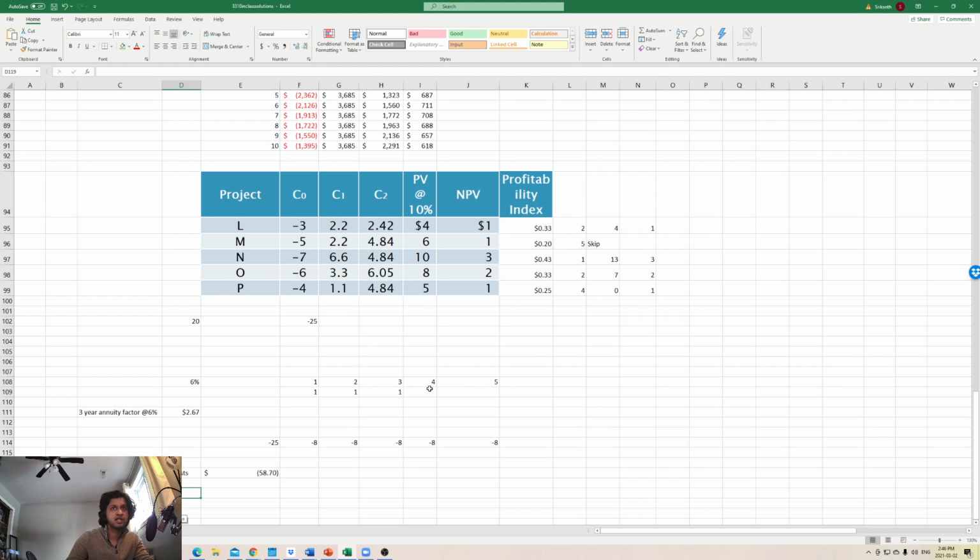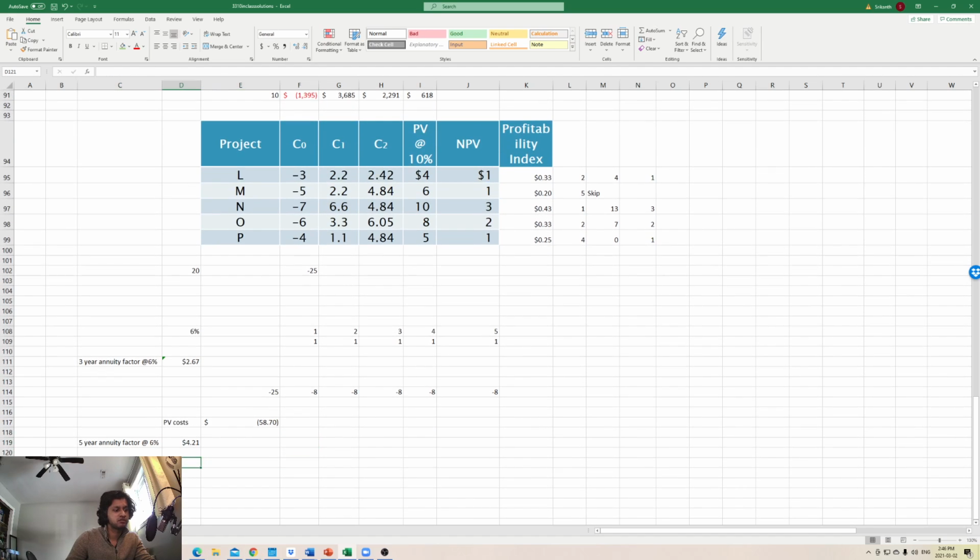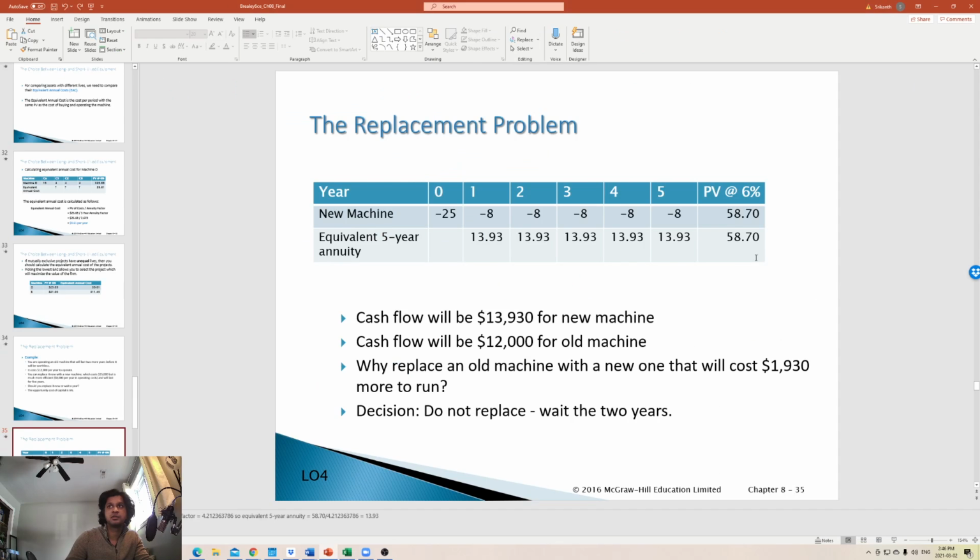So this is going to be the present value of a $1 payment over 5 years discounted to today, at the same interest rate. The 5-year annuity factor at 6% is going to be 4.21. And so the effective or equivalent annual cost is going to be the NPV, the present value of cost, divided by the annuity factor. So this costs you $13.93 million. That's how you get this 13.93 million.